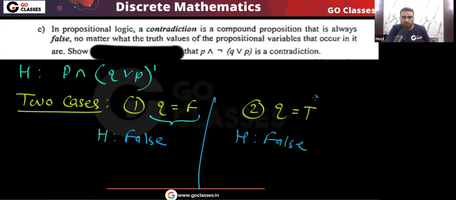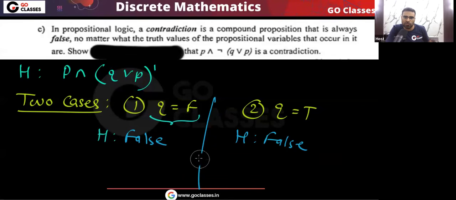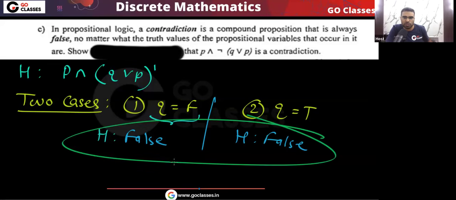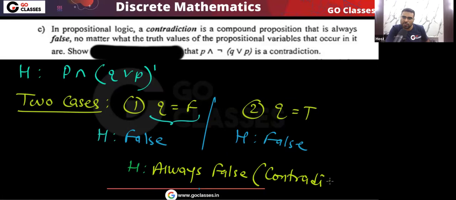Did you notice that only two cases are possible, and in both the cases h is false? So can I say h is always false? Only two cases are possible. Remember, either q will be false or q will be true. There is no other possibility. In both the cases h is false, so I can say h is always false. And because h is always false, that is same as contradiction. So h is contradiction. Is this clear?